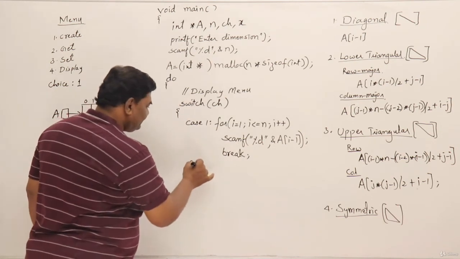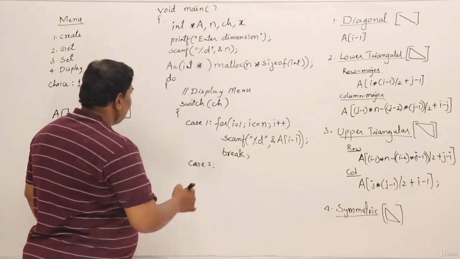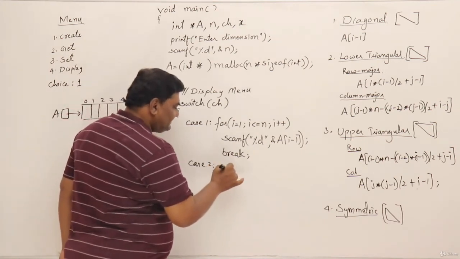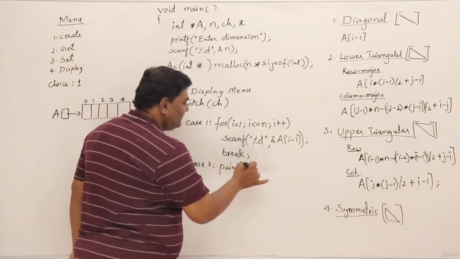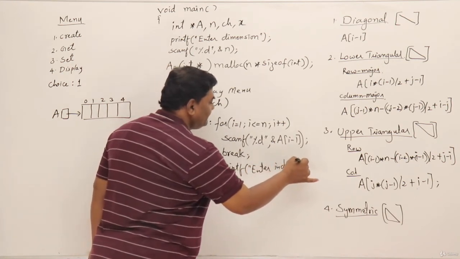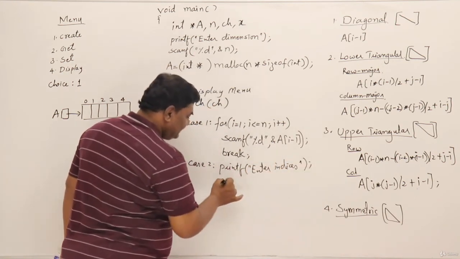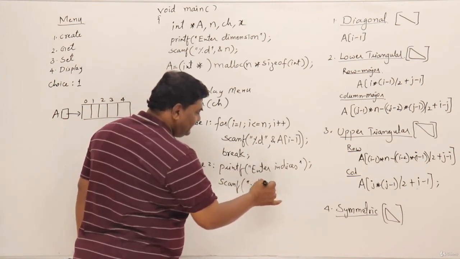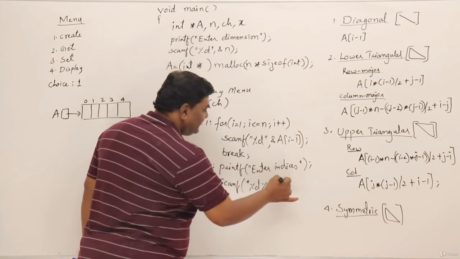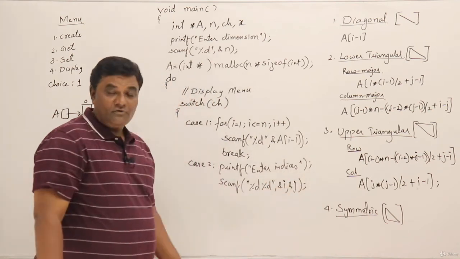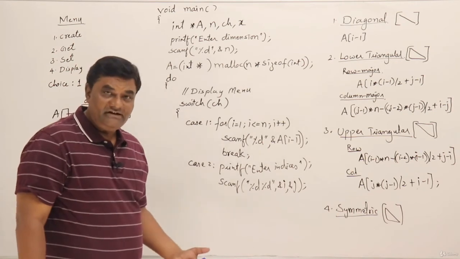Now second case, getting a value from a given index. So here I can say printf enter indices. Then scanf percentile d, I should read I and j. Row number and column number, both I should read.